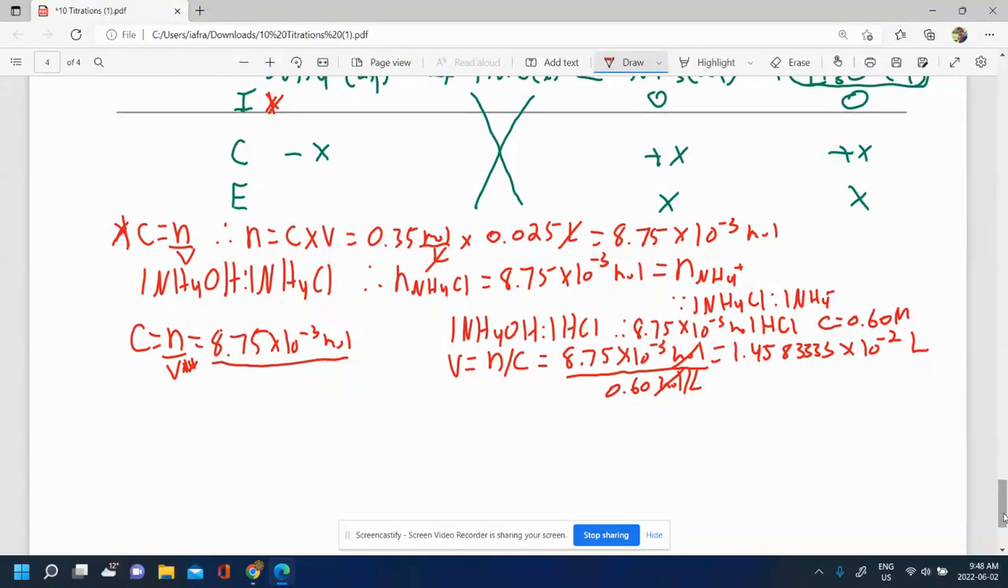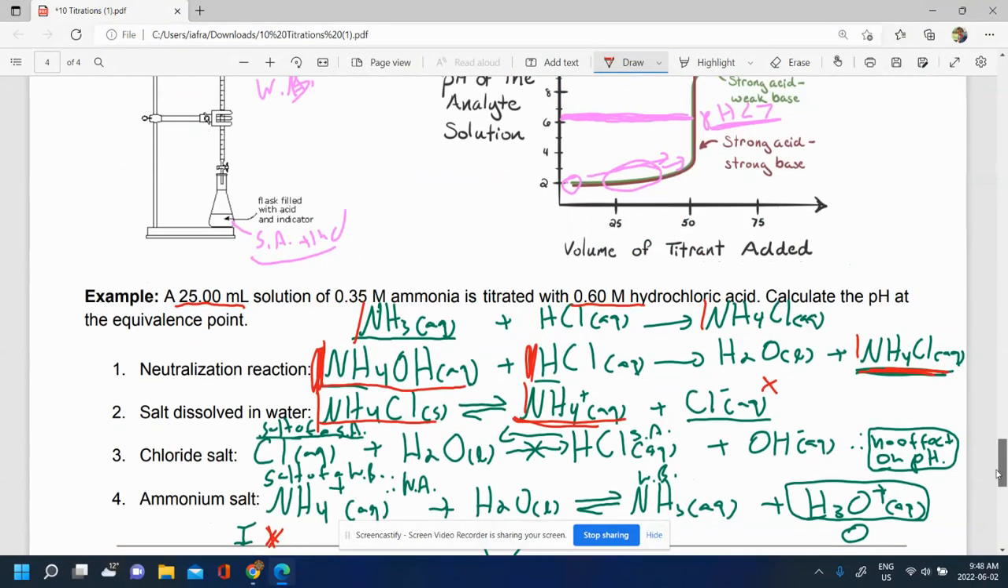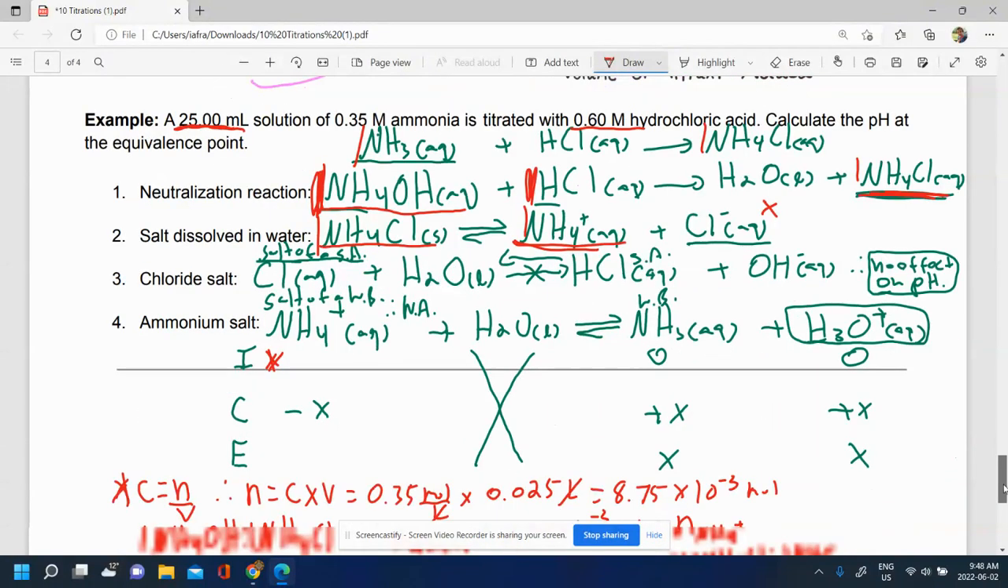Now this is the volume of HCl that was added. That's the volume of HCl. Don't forget it was added to a volume of NH3. So I have to add those two volumes together. I'm doing the 0.025 liters.